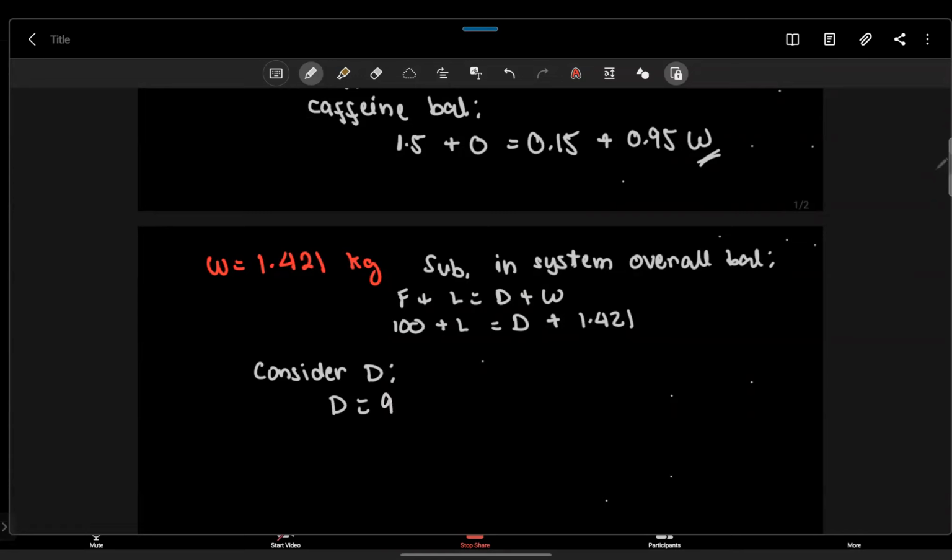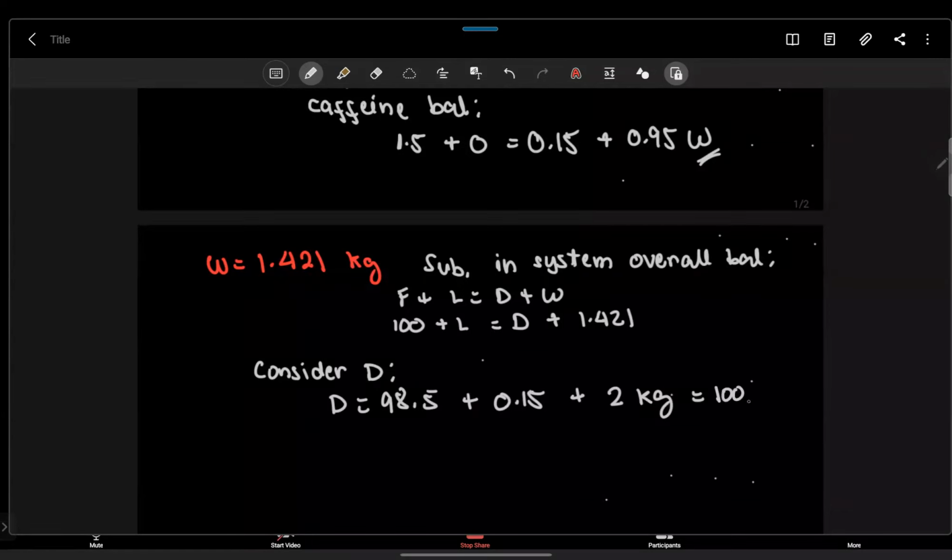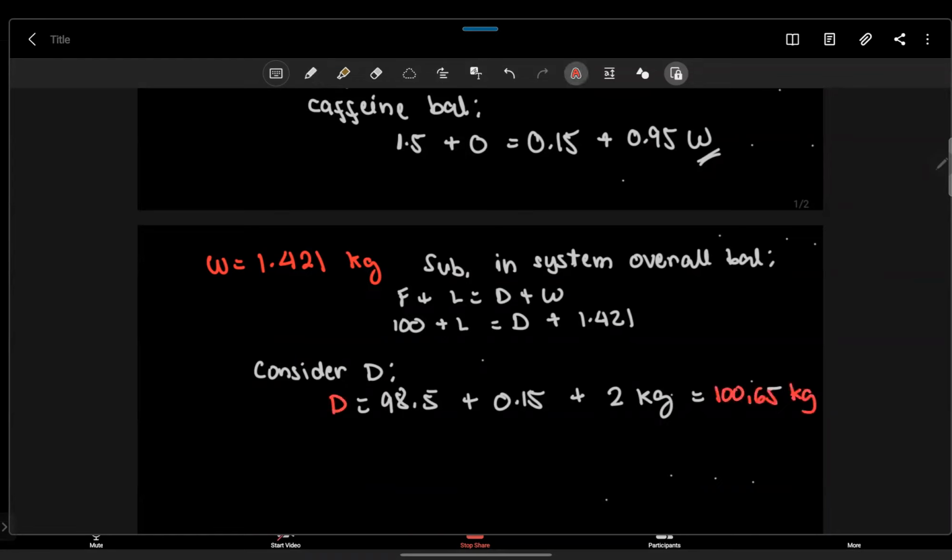So D is just the sum of the coffee beans, the caffeine, and the DCS. So we have 98.5 kilogram na coffee bean plus 0.15 kilogram na caffeine plus yung ating DCS daw dun sa ating flowchart. Okay, sa stream D is 2 kilogram yung DCS. So totally, meron tayong 100.65 na kilogram. Okay, na D. Okay? So highlighting that, na-solve na rin natin therefore. Not really solve pero kasi known siya dun sa ating information.